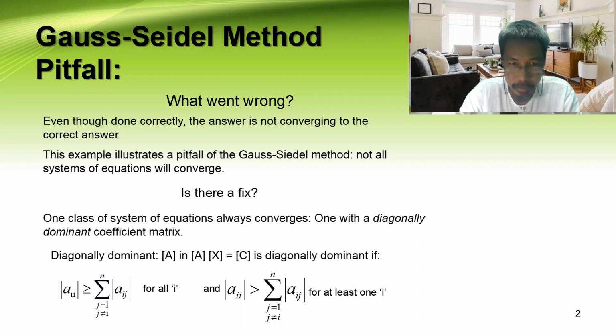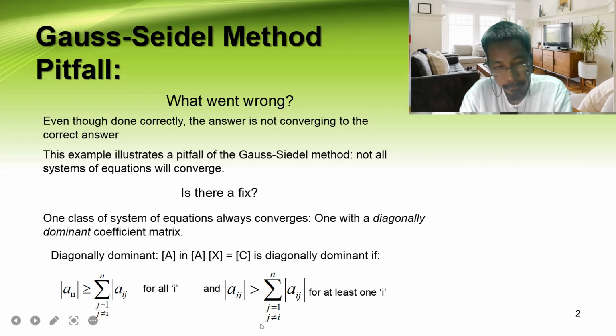means matrix A in Ax = C is diagonally dominant if and only if we have this condition satisfied. So for all i, we have a_ii must be equal or greater than the summation from j = 1 to n, wherein j is not equal to i, of the summation of a_ij. Okay? So that must be equal or greater.